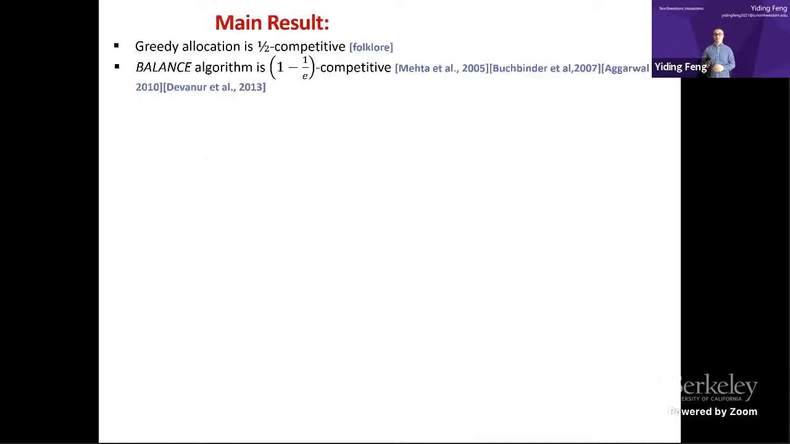And even though our model assumes that demand nodes arrive in batches, we can always pretend that they actually arrive in an online fashion. And therefore, the literature on online bipartite allocation with vertex arrival tells us greedy allocation will always be half competitive, and the balanced algorithm will be 1 minus 1 over e competitive.